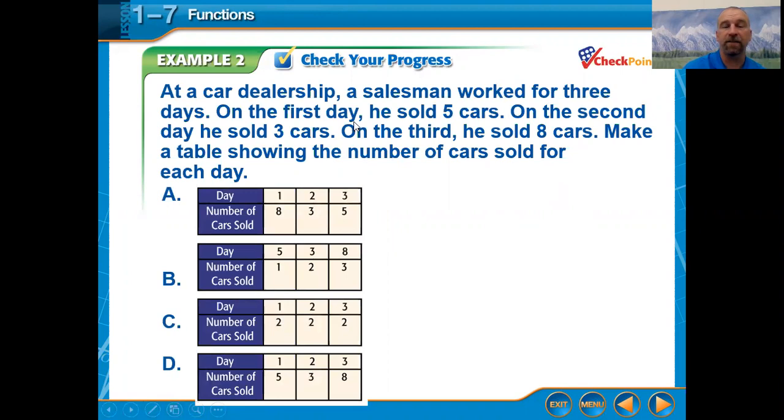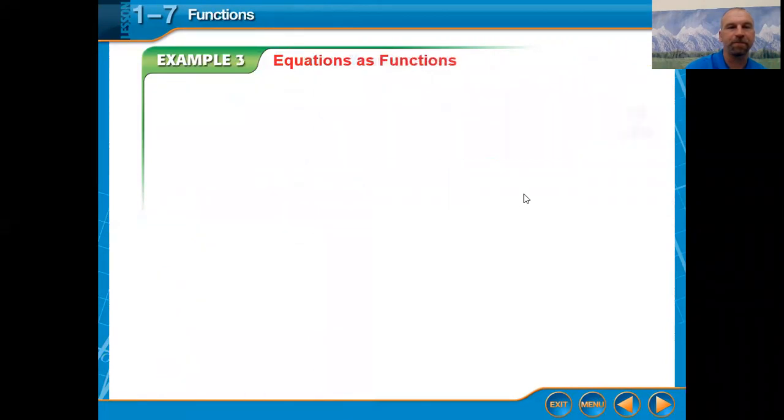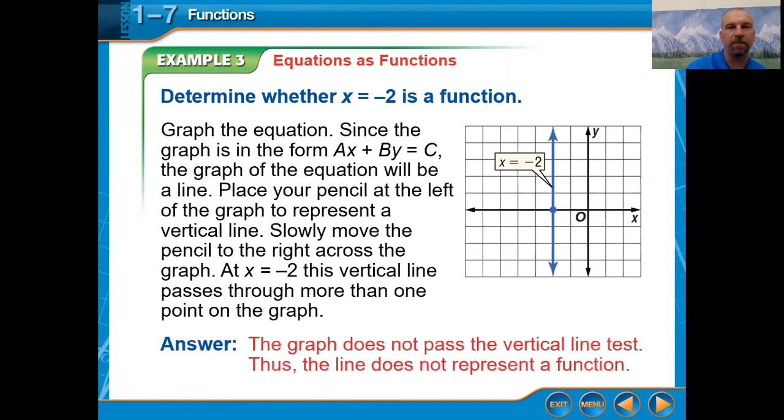All right, take a look at that. Pause if you want. Which table represents the salesman's cars he sold? Table D is the one that matches. Day 1, 5, day 2, 3 cars, and day 3, 8 cars. The other ones mix the numbers up. We'll talk about that later.